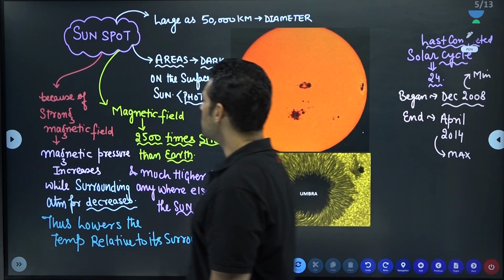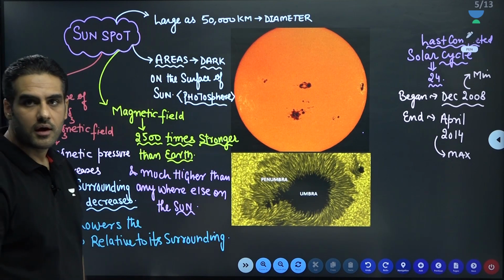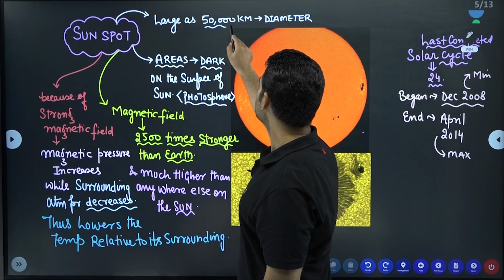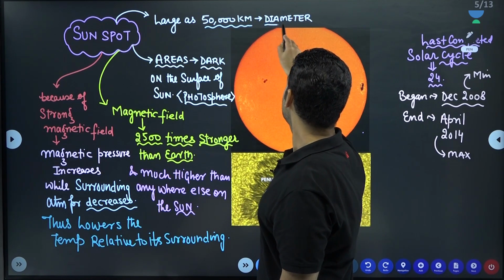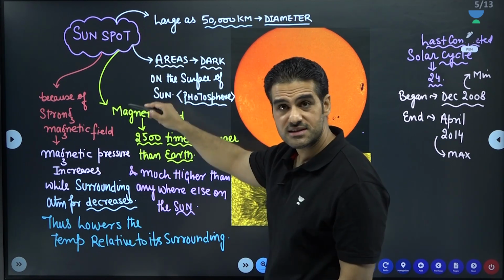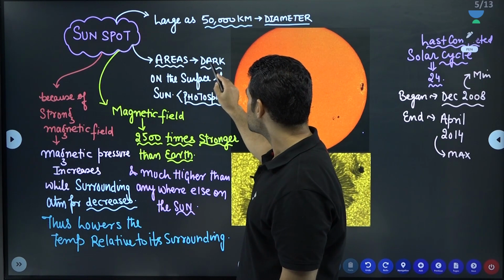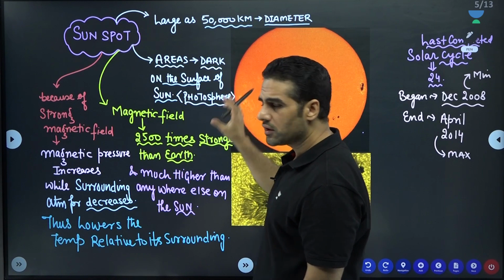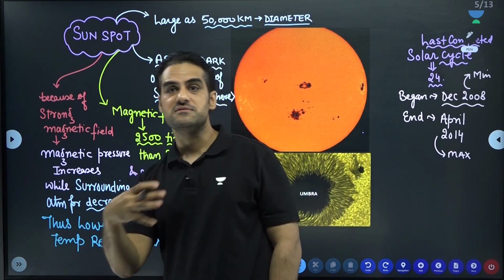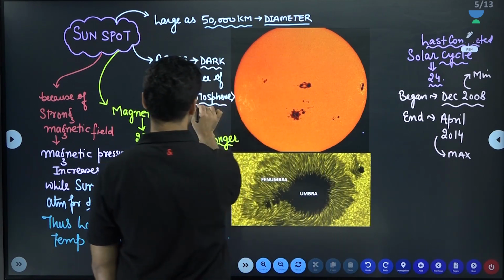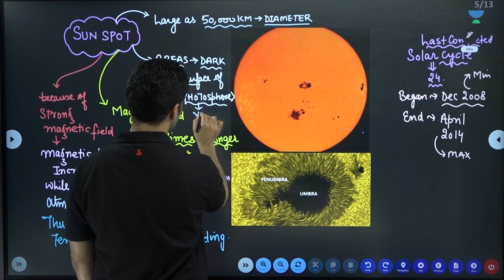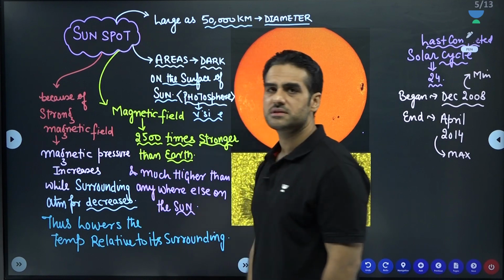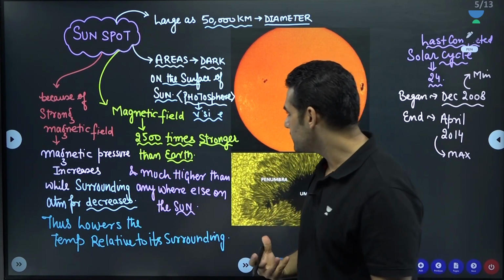Now listen, let's talk about sunspots. What is a sunspot? It can be as large as 50,000 kilometers in diameter. Sunspots are areas having a dark surface on the Sun. On which part of the Sun's surface? The part which is visible to us. Which is the visible part of the Sun to us? It is called the photosphere.